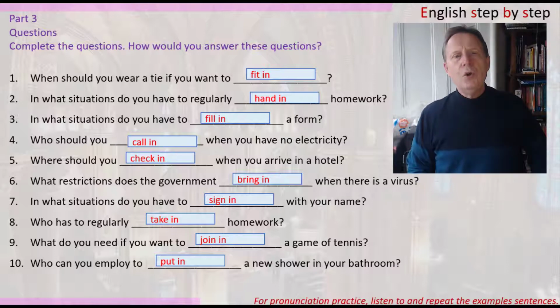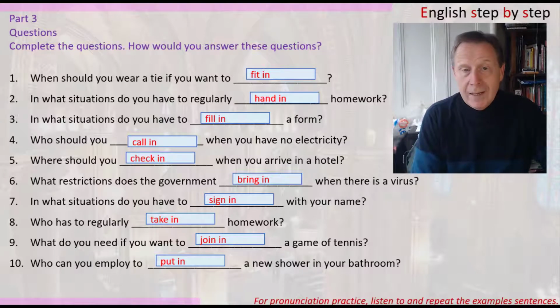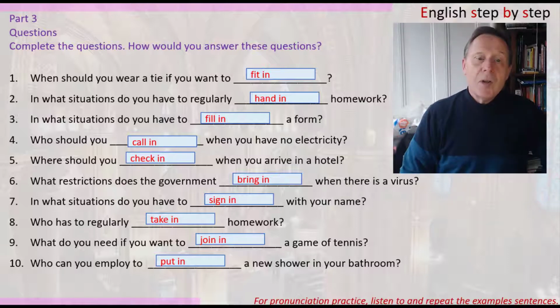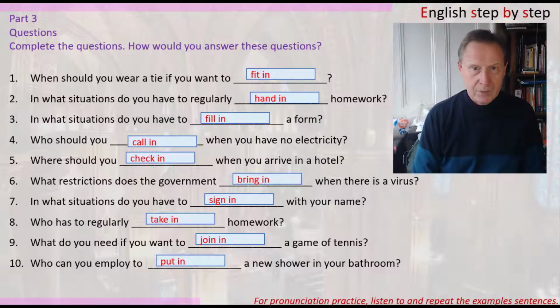Number 4, who should you call in when you have no electricity? Well, the job is the job of an electrician. Number 5, where should you check in when you arrive in a hotel? Well, you check in at the reception. That's the first place you see when you enter. The check-in reception. Number 6, what restrictions does the government bring in when there is a virus? Well, in this case it would be restrictions regarding distancing between people or restrictions regarding shop opening times or businesses opening times.